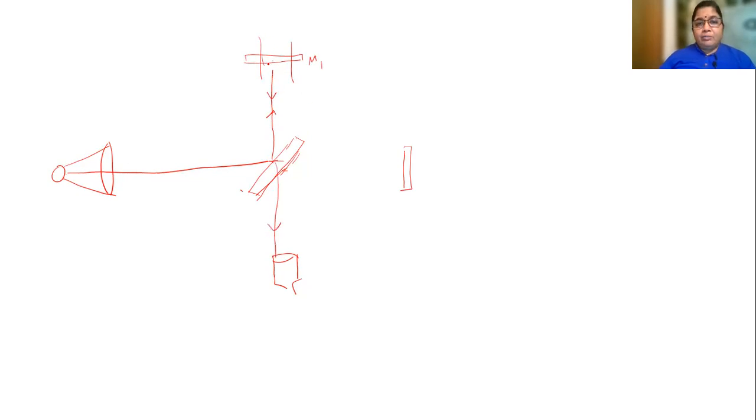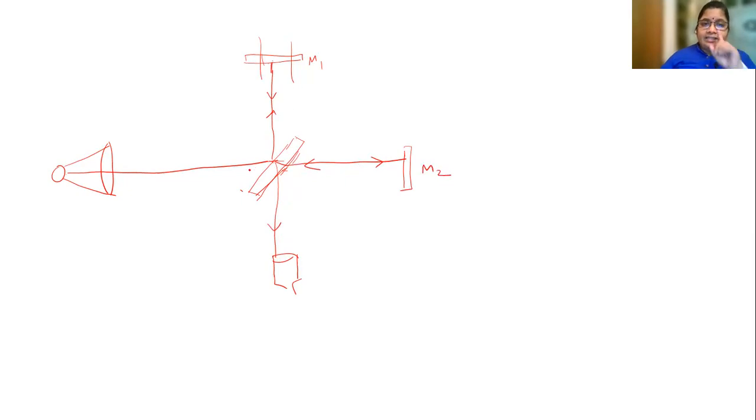I have so far spoken only about the reflected beam. I have another beam which is refracted. This refracted beam goes to the mirror M2, and it is reflected back from M2. Then it reaches this glass plate. Again, it is reflected back and goes to the eyepiece. This is the basic setup.